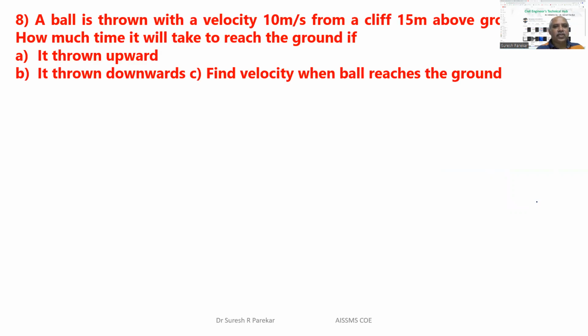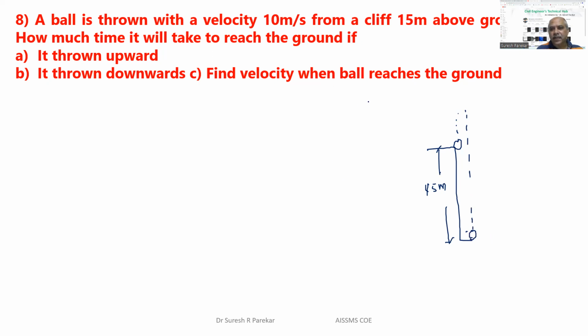Then we have a ball thrown with a velocity of 10 meter per second from a cliff. So we have some cliff and from this we are going to throw a ball. And this cliff is 15 meter above ground level. How much time will it take to reach the ground if it is thrown upward? Now try to understand this. It will go up and then it will come down.